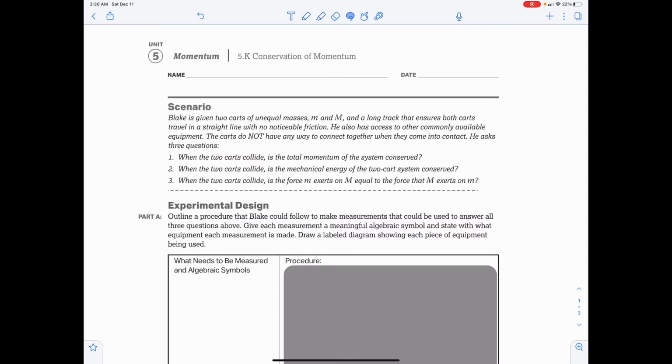AP Physics 1 Workbook, Unit 5, Momentum. Activity K, Conservation of Momentum. Remember to pause or rewind the video as necessary. Please read the scenario along with me.